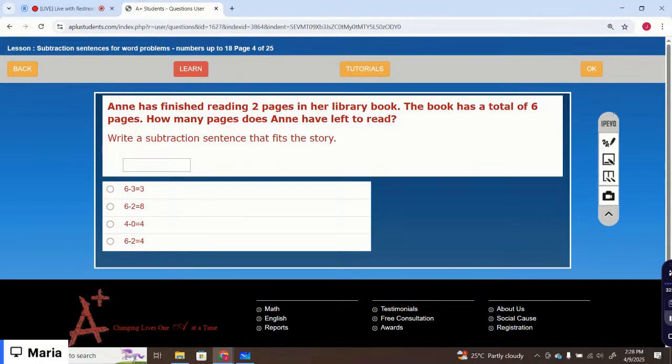Very good. Option number four is the correct option. That is six take away two equals four.